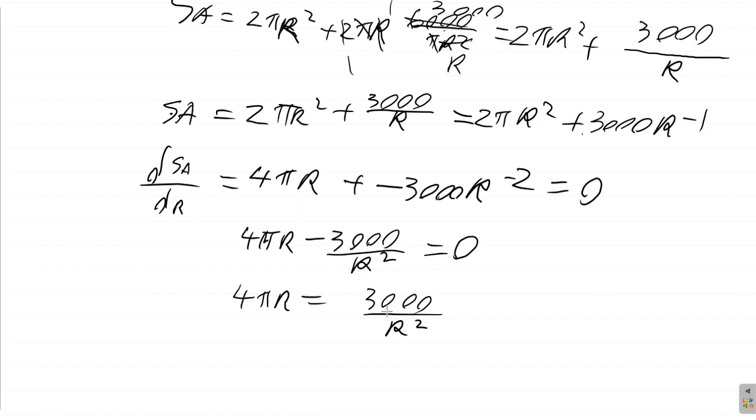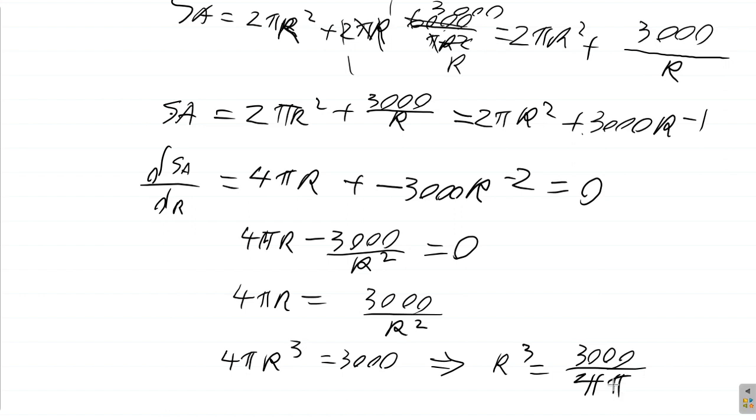Suppose we multiply by r squared. We would have 4 pi times r cubed equal 3,000. This would imply that r cubed is equal to 3,000 over 4 pi. I'll write it like this: 3,000 over 4 pi. So that is r cubed.